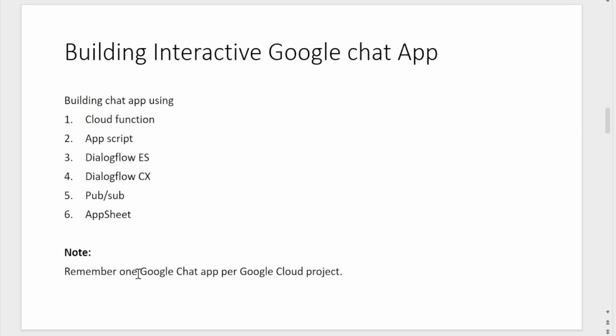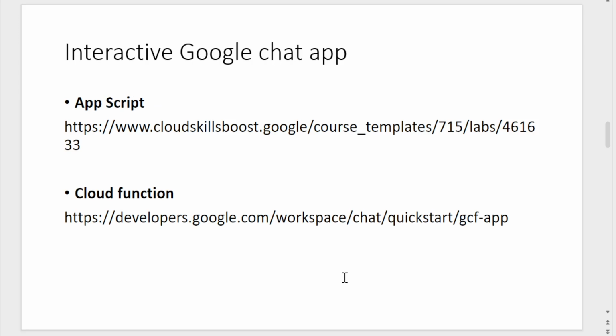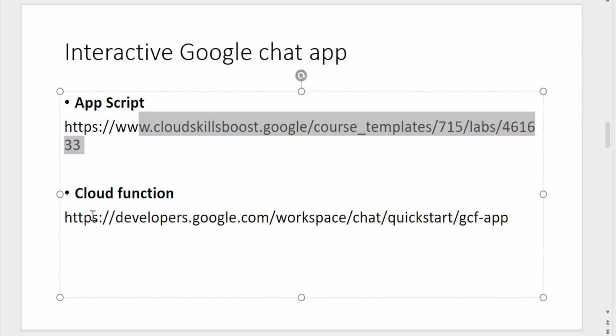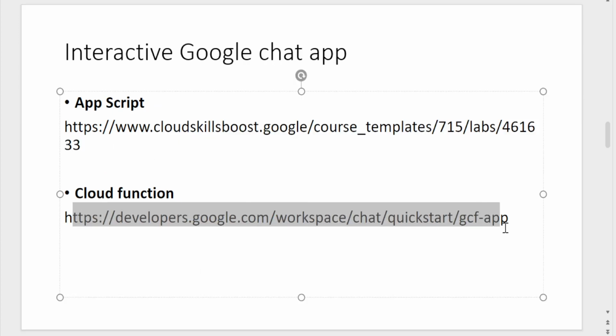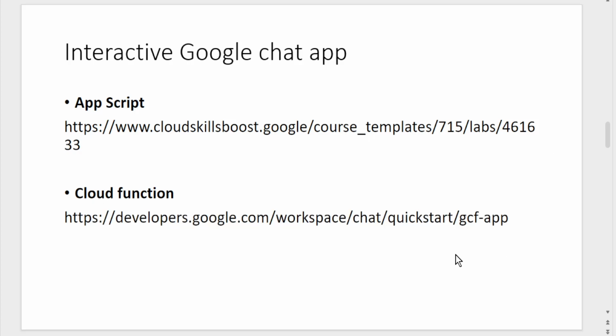Remember, one Google Chat app per Google Cloud project. One project can't have multiple Google Chat apps. You can follow the mentioned links for configuring the AppScript and Cloud Function. These are easy to follow step by step. If you face any issues, please comment in the comment section. I will check and update you.